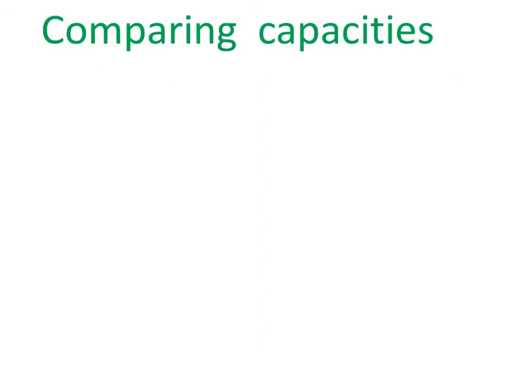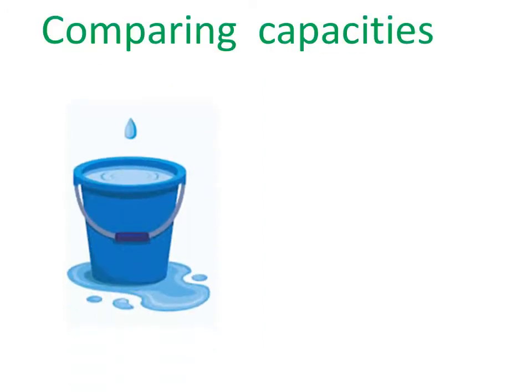Comparing capacities. This bucket is filled with water. This mug is filled with water. The bucket holds more water than the mug. The mug holds less water than the bucket. The words more and less tell us about the quantity of water in these containers. The quantity of water or liquid a container can hold is called its capacity.